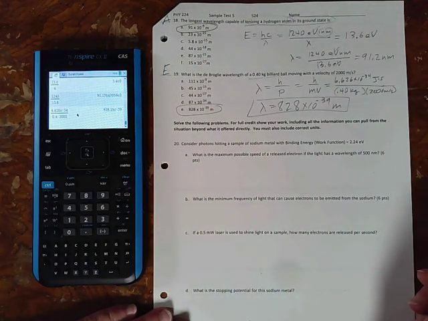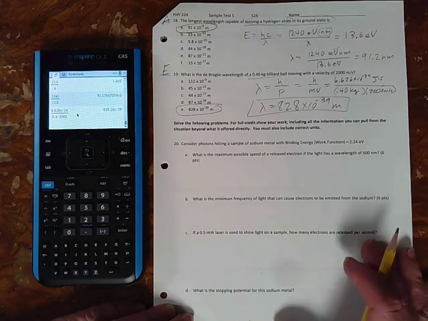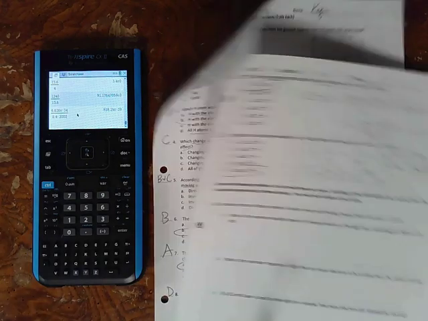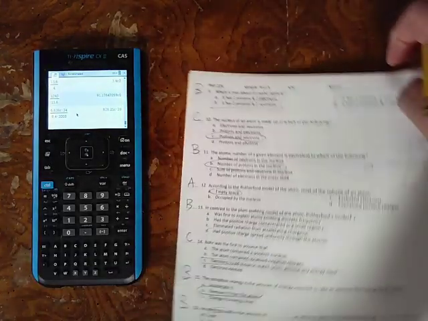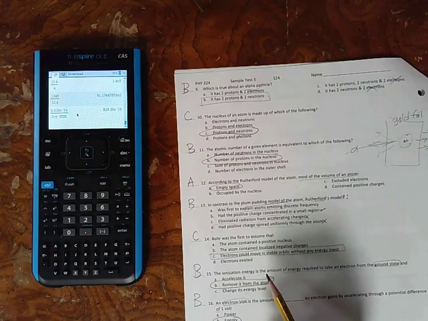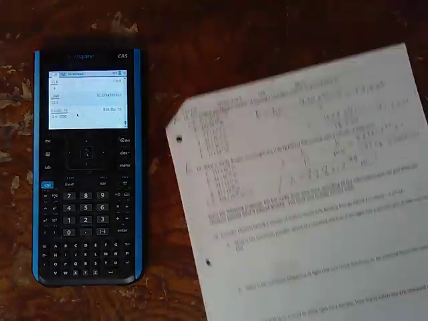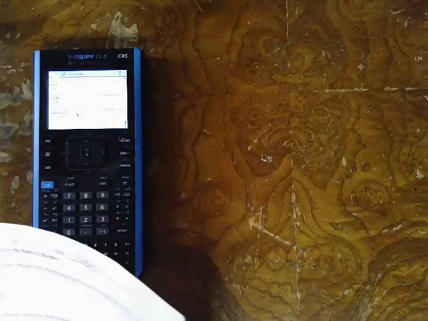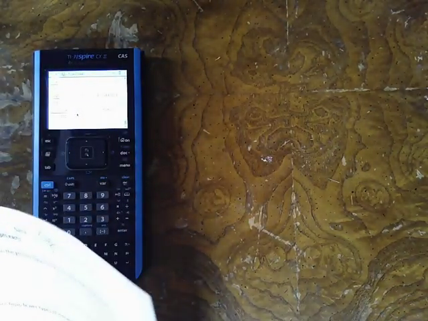All right, that's good for the multiple choice. Let's just double check my answers. So we've got E, A, G, B, B, C, looks good. Okay.